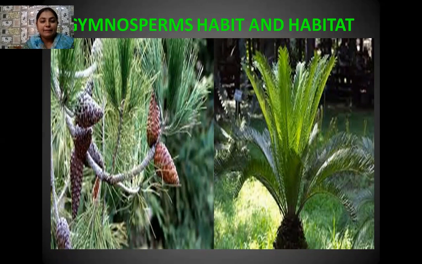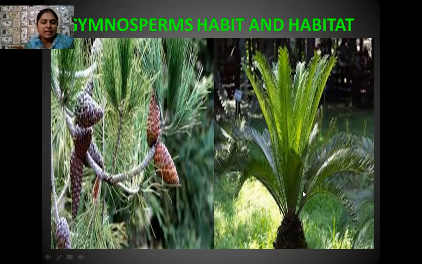And I have shown you here the picture of two types of gymnosperms. One species is Pinus and another species is Cycas. So this first picture is of a Pinus plant, which is commonly known as a pine tree. And the second picture is of a Cycas. So what is the basic difference between the two pictures?